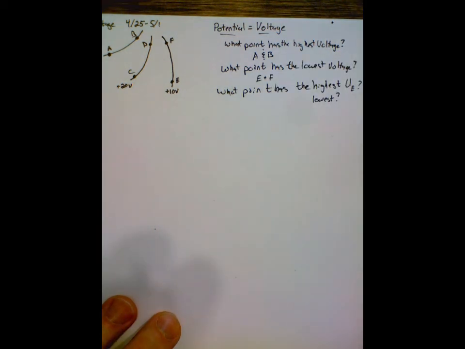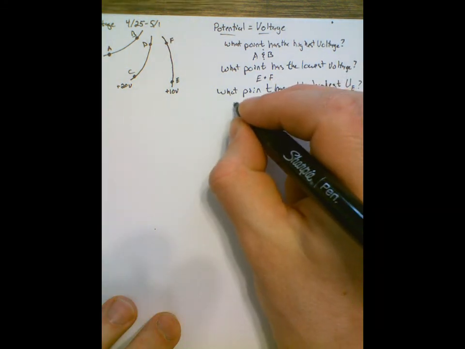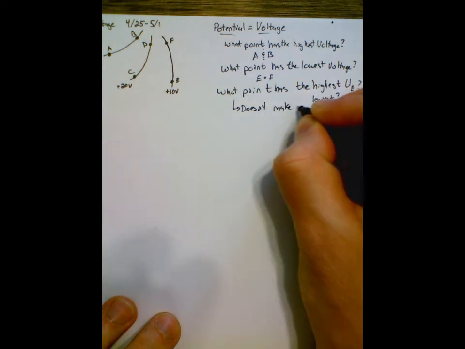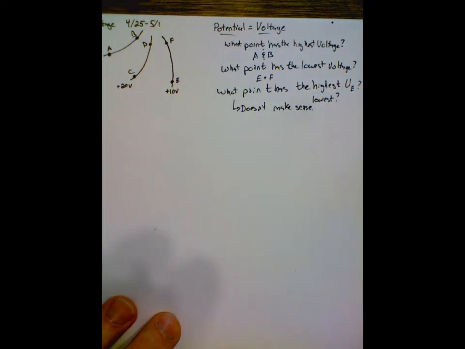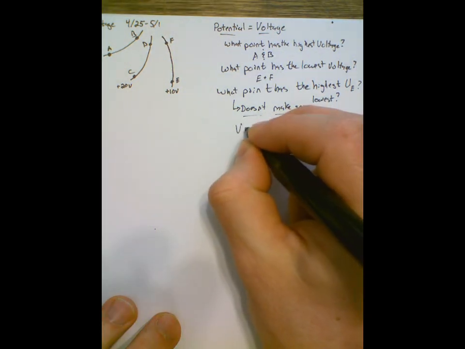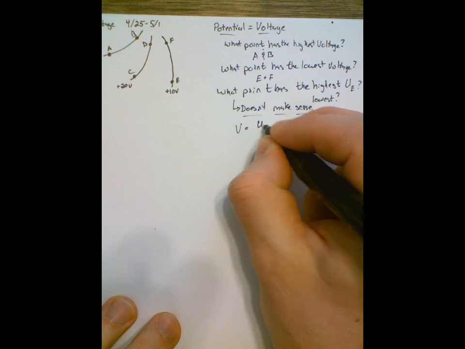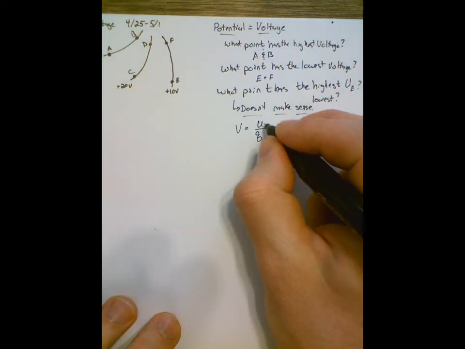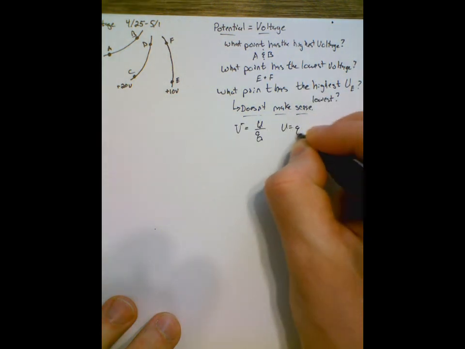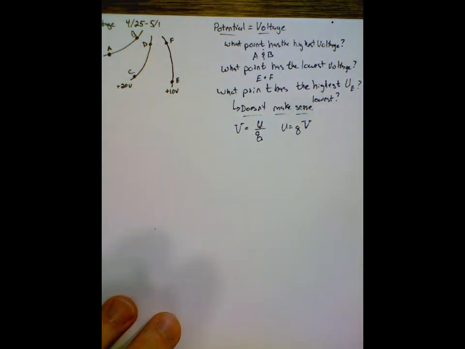Which point has the highest potential energy? This is a goofy one because the question doesn't make sense. There's no potential energies because voltage is energy per charge. If there's no charge, there's no energy. Voltage doesn't really matter. All right, that's one of the weird things about this.